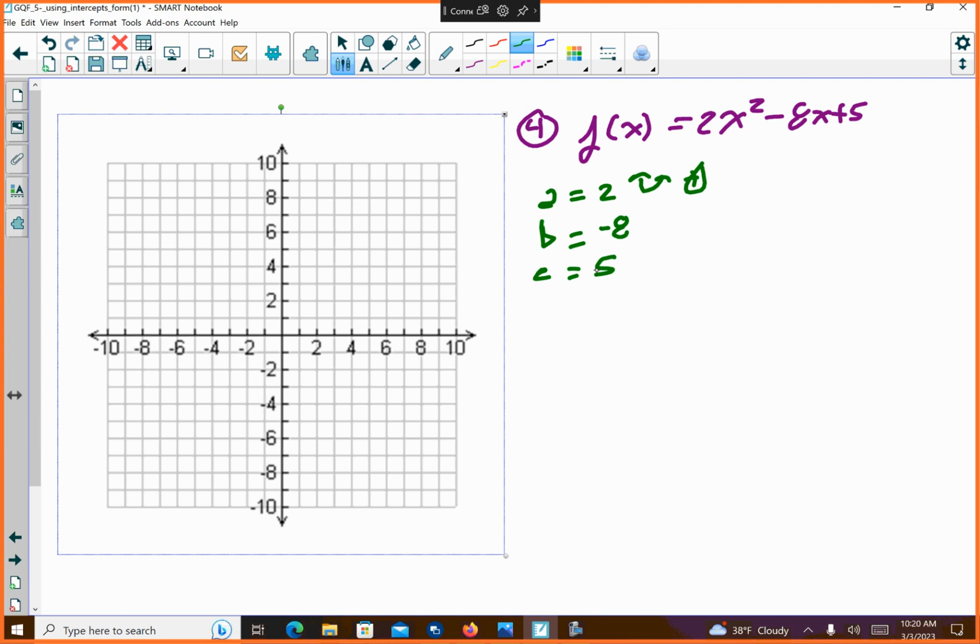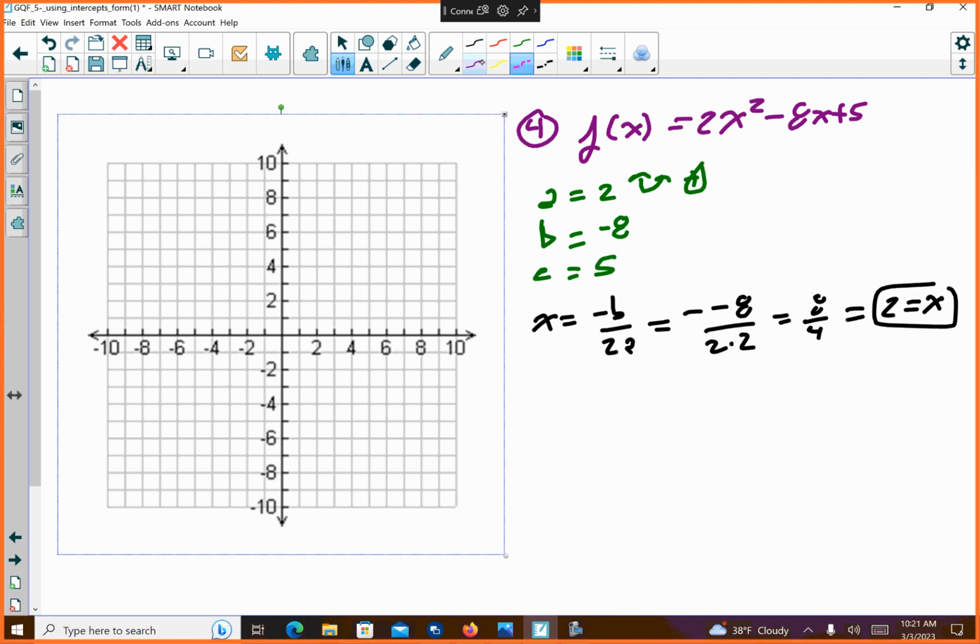All right. So x equals -b over 2a. Find our axis of symmetry. X equals -8 over 2 times 2, which is 8 over 4, which is 2 over 1 or just 2. So our axis of symmetry is also 2 on this one. Good so far?